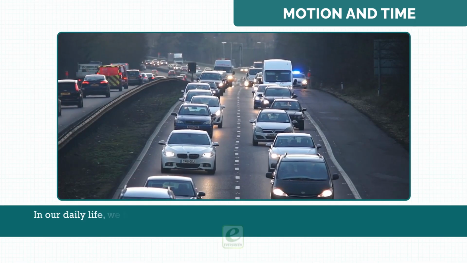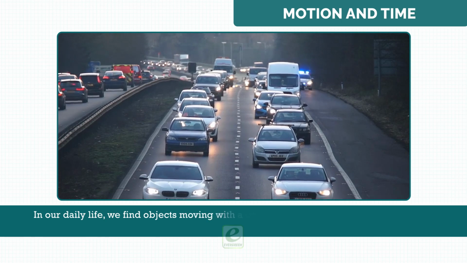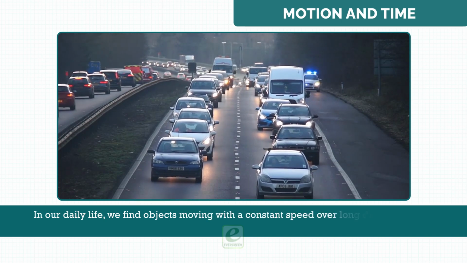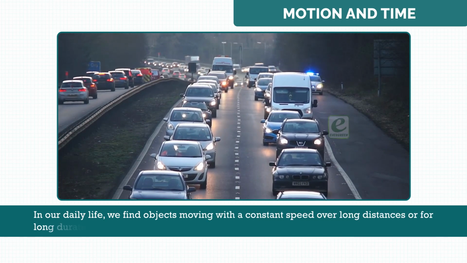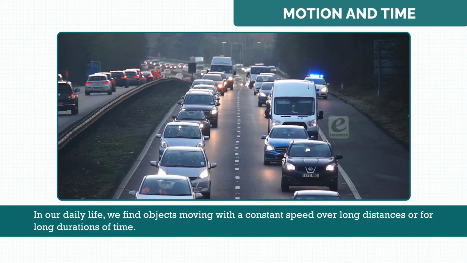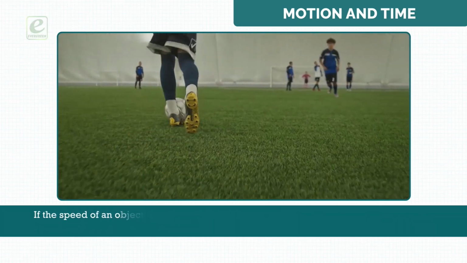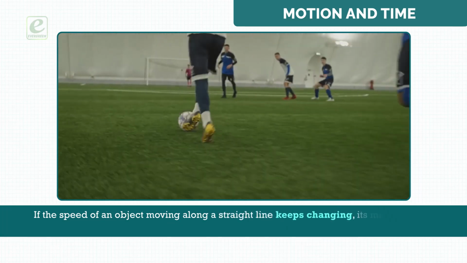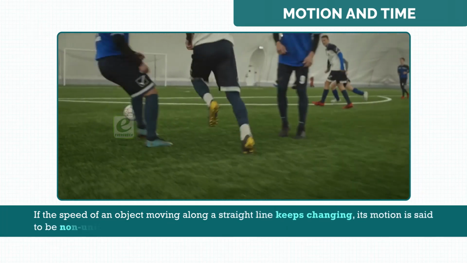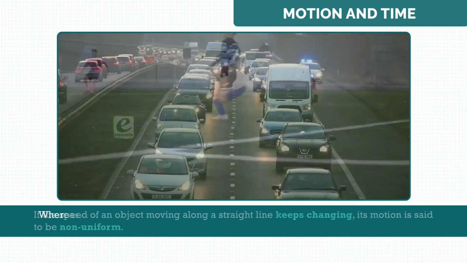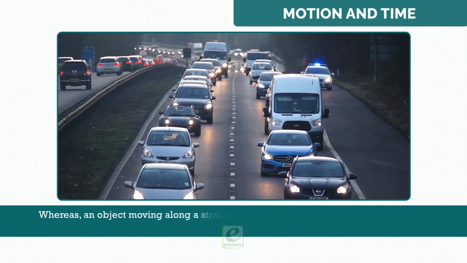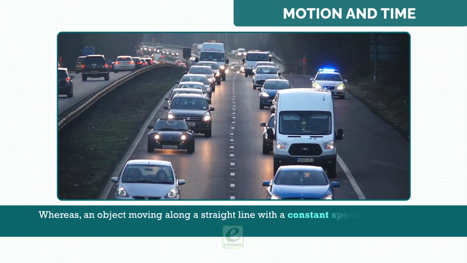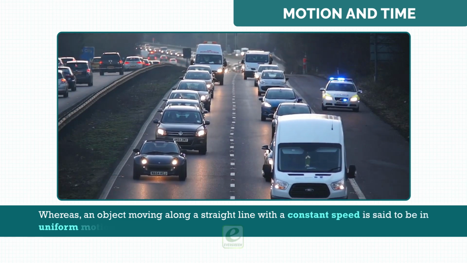In our daily life, we find objects moving with a constant speed over long distances or for long durations of time. If the speed of an object moving along a straight line keeps changing, its motion is said to be non-uniform. Whereas an object moving along a straight line with a constant speed is said to be in uniform motion.